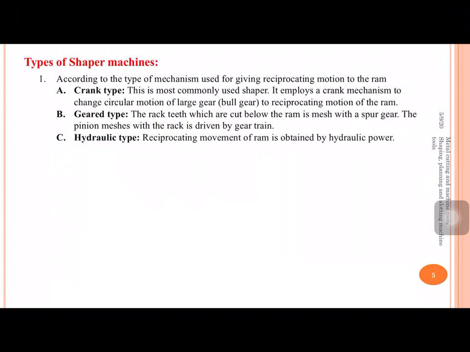Now let us talk about the classification of the shaping machine. First we will discuss the classification based on how we are achieving the reciprocatory motion of the ram. The first one is the crank type. If the machine tool utilizes the crank and slotted lever mechanism, then it is called the crank type machine tool. The next one is the Garrett type.